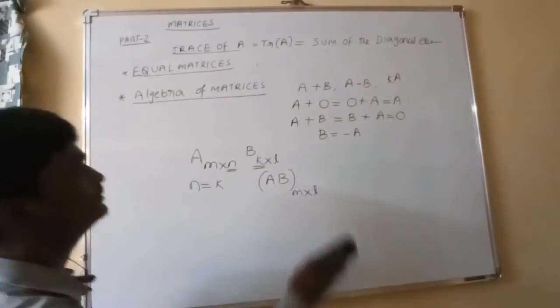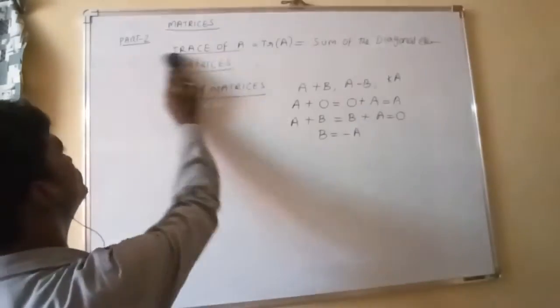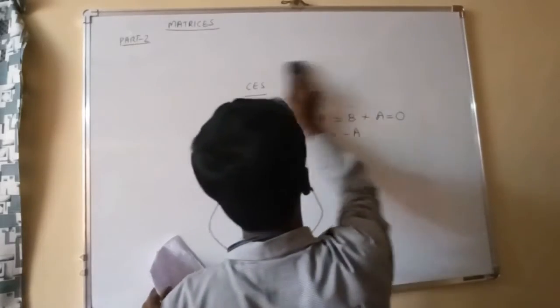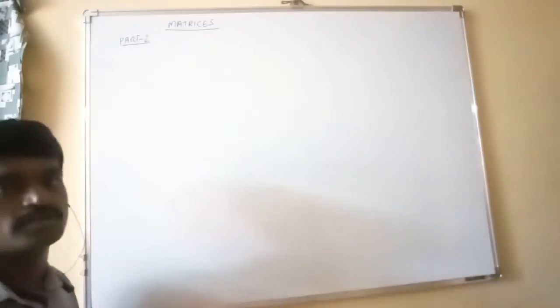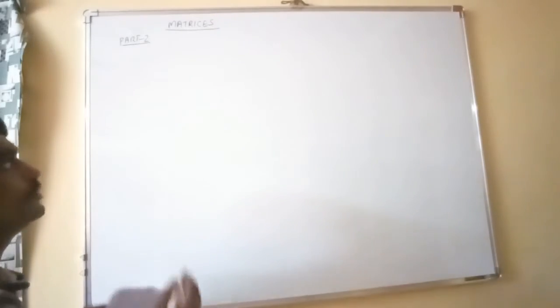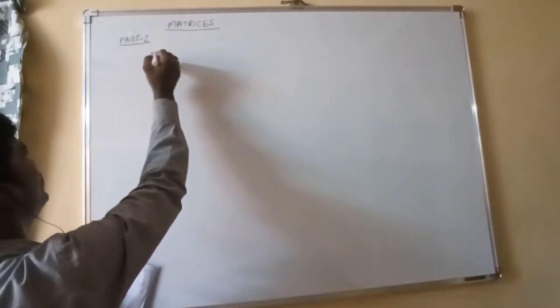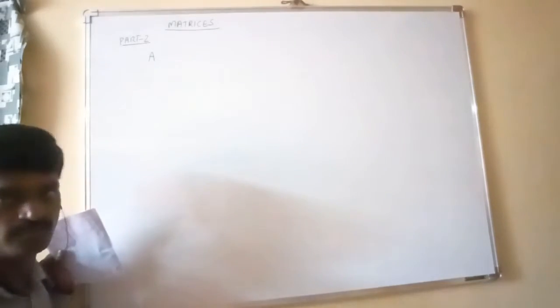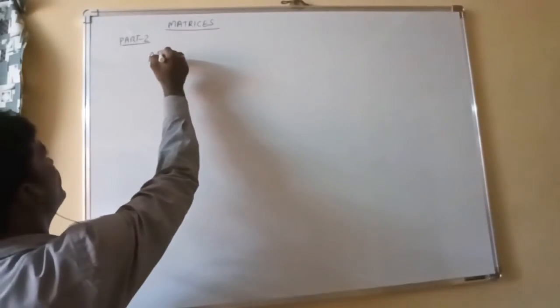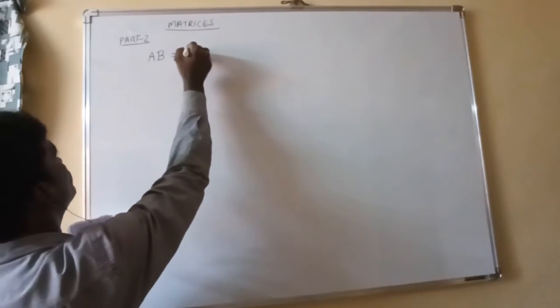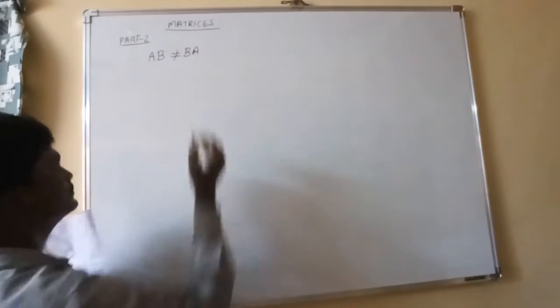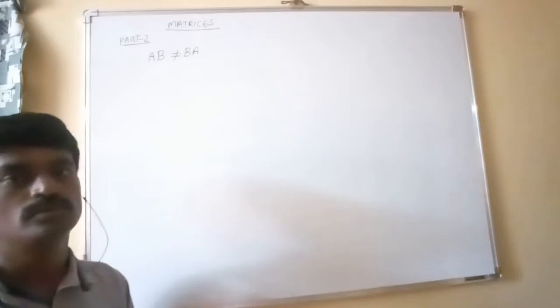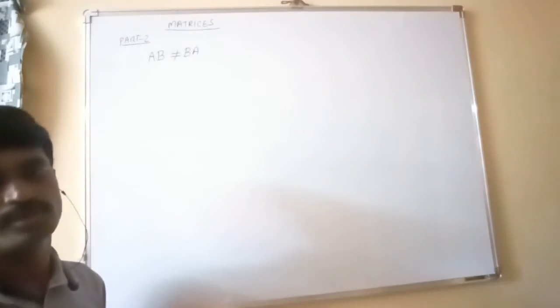But in general, the product of matrices does not obey the commutative property. That is, if A and B are two matrices such that AB and BA both are defined, then AB is not equal to BA in general.